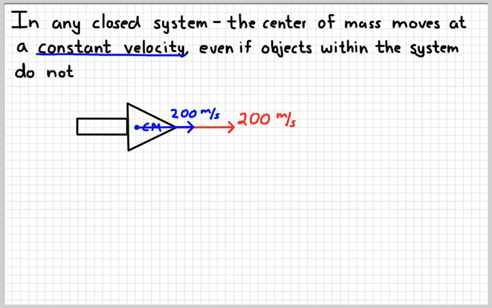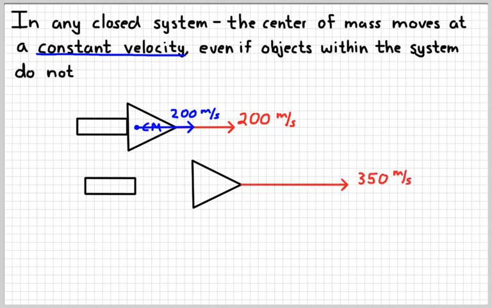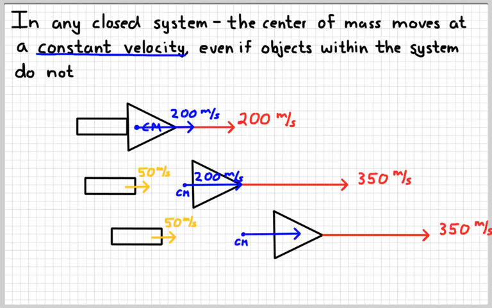Now when the rocket ship is intact and whole, that dot is moving at 200 meters per second, just like the rest of the rocket ship. But if something were to happen where the rocket ship were to separate into two pieces, where one goes faster and the other goes slower, that little dot would still be moving at 200 meters per second and would always be proportionally the same distance between the left part of the rocket ship and the right part of the rocket ship. So for example, if it was 3/4 of the way between the two, then it would always be 3/4 of the way between the two. And it would always move at 200 meters per second.